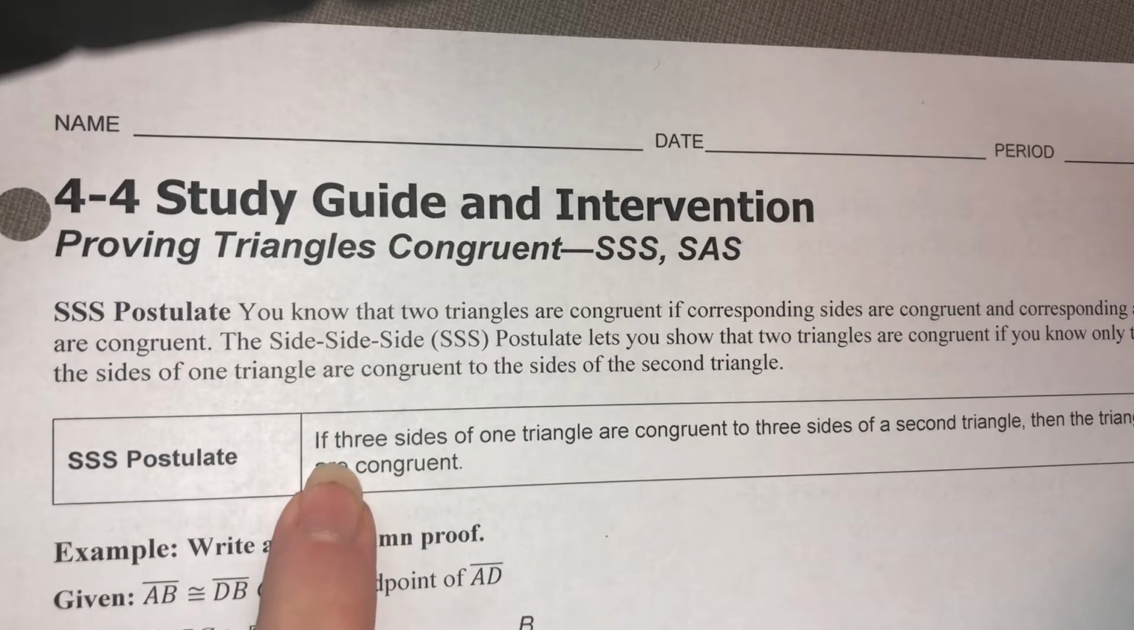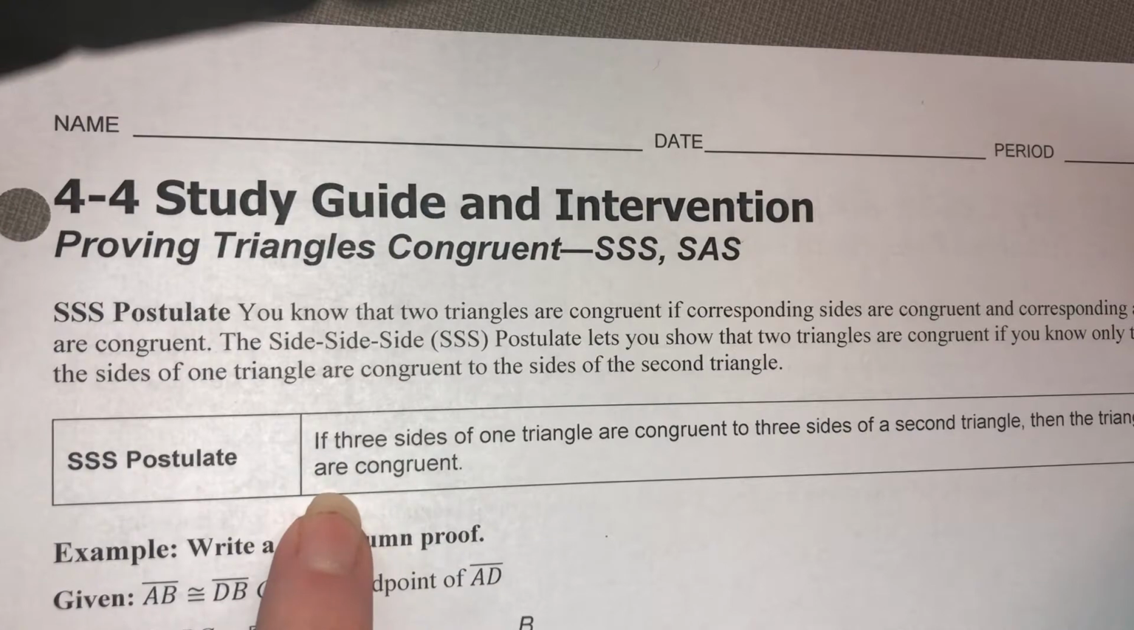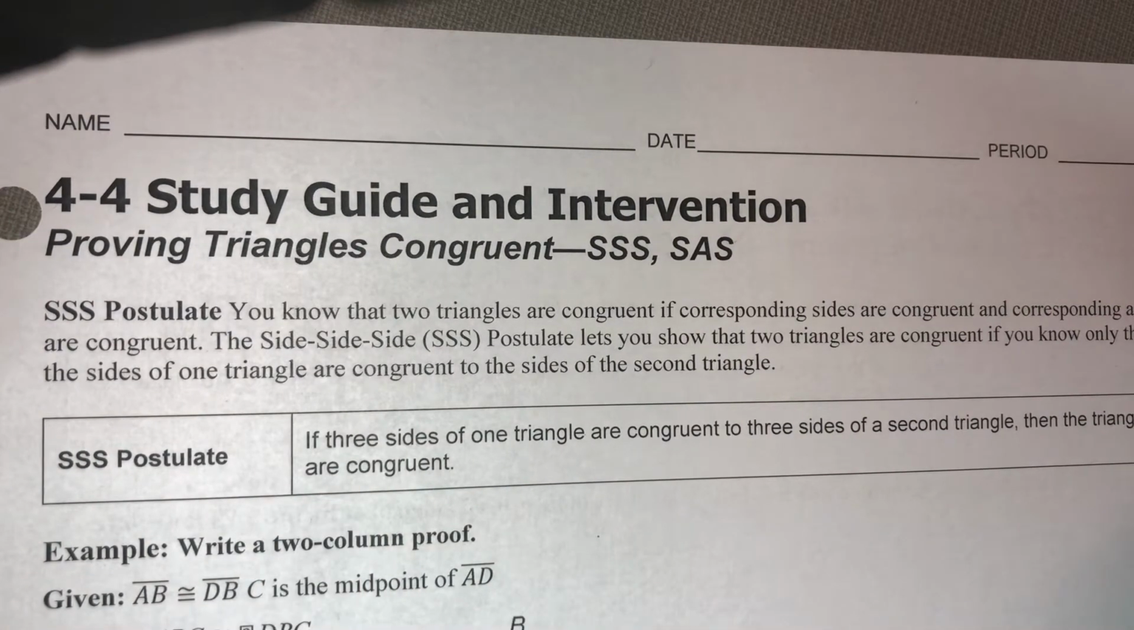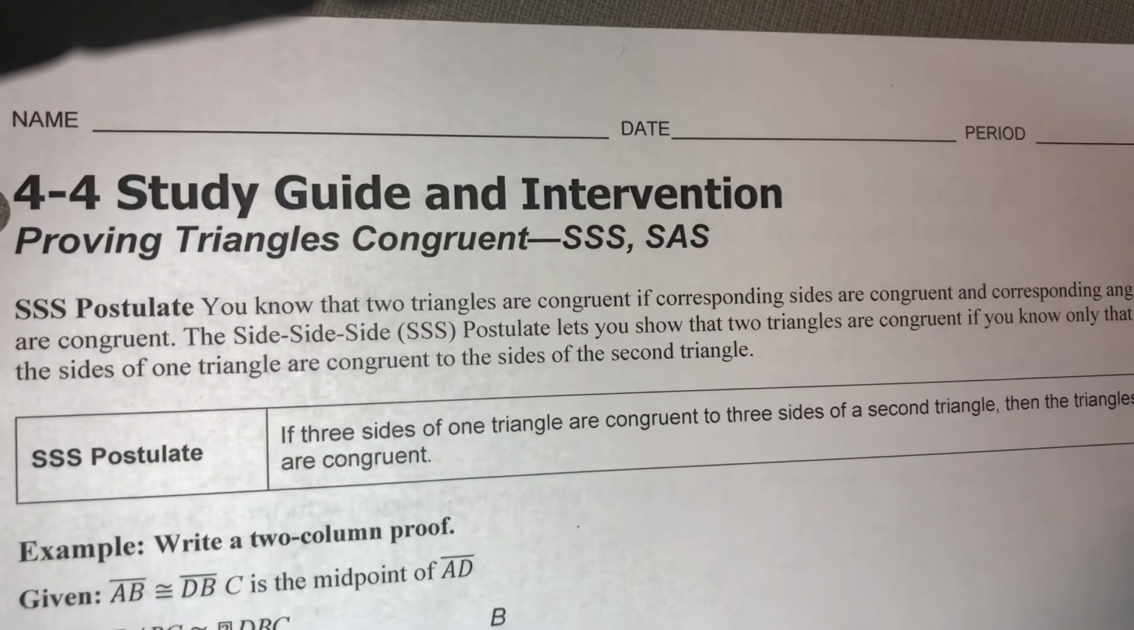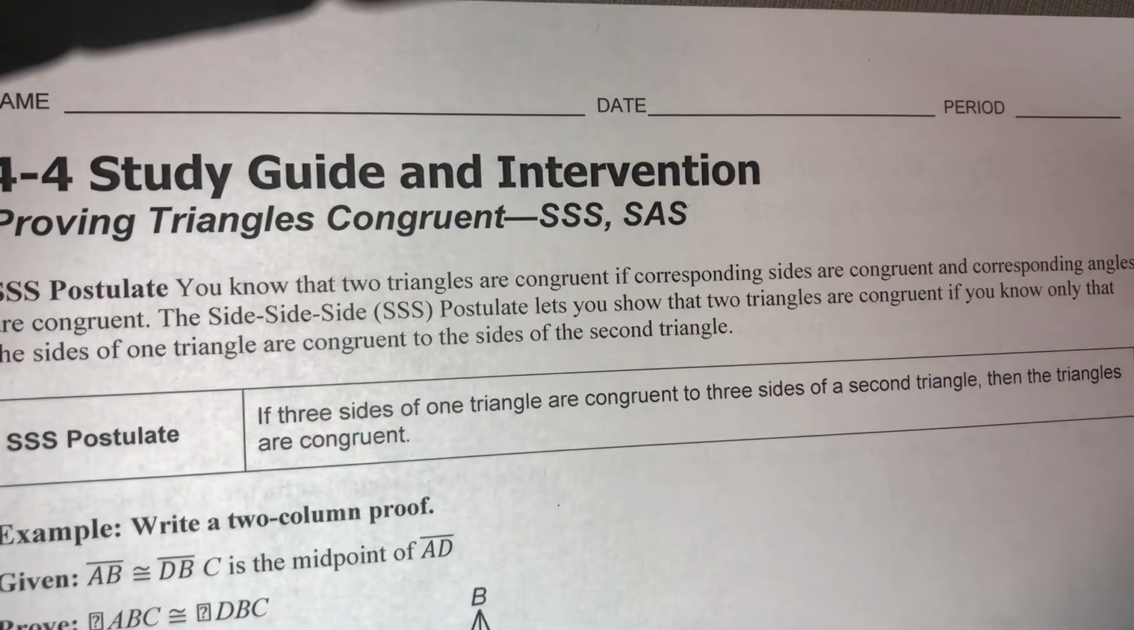It says if three sides of one triangle are congruent to three sides of a second triangle, then the triangles are congruent. So this is helpful because you don't have to prove all three sides and all three angles of the triangle are congruent. Just proving the three sides are congruent on two triangles will be enough to demonstrate that the triangles are congruent to each other.